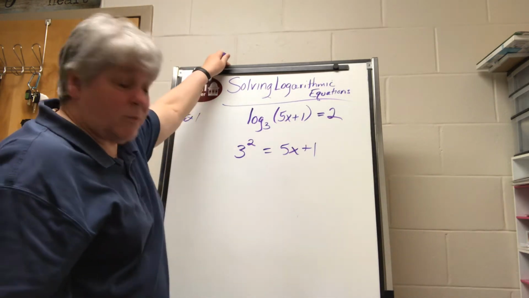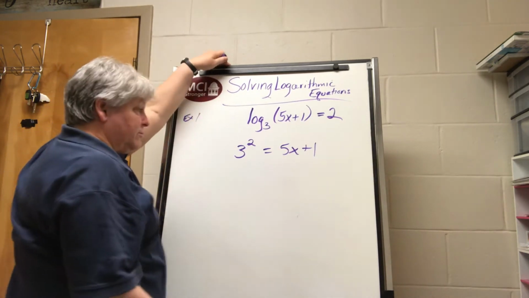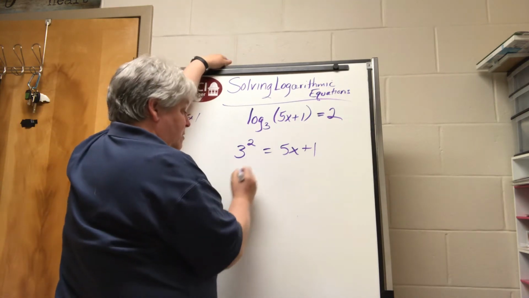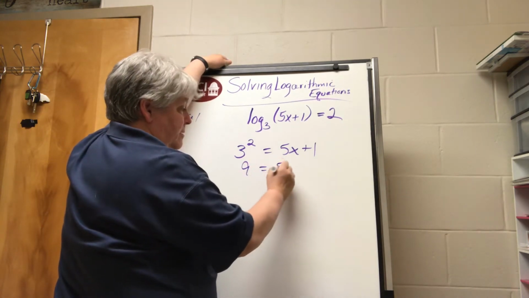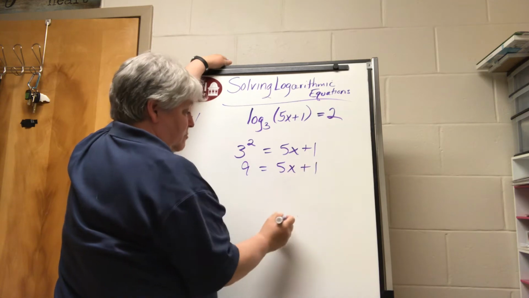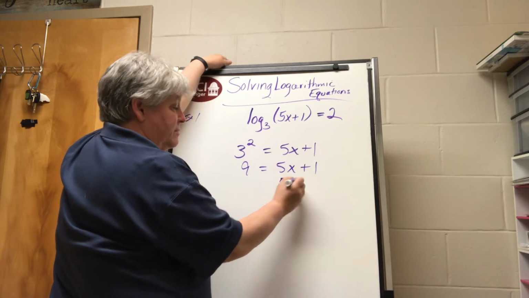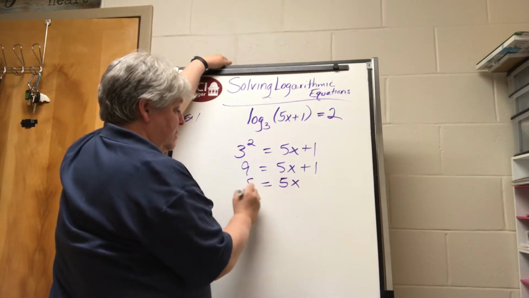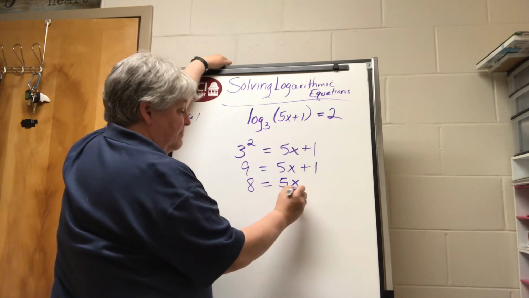And I'll bet you can see where you'd go from here. You just do a little algebra 1 to get x alone. Subtracting 1 from both sides. And then we divide both sides by 5.